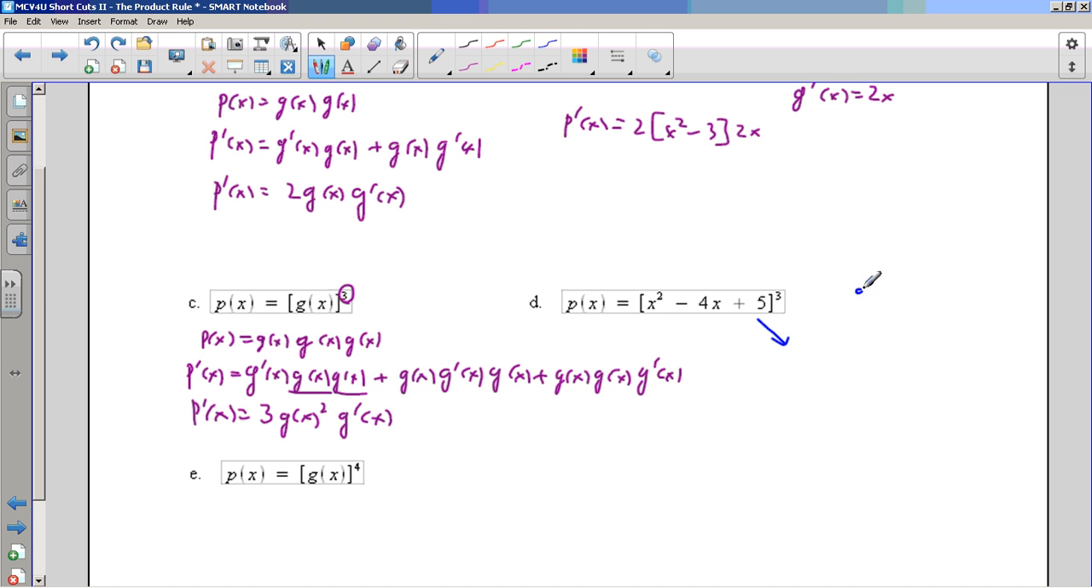Here, this time, my black square, my g at x is this long expression, and so my derivative is 2x minus 4, and so p prime at x is 3 of those big black squares, and the big black square is x squared minus 4x plus 5, and then that squared times the derivative of the inside. There. Dandy. You seeing a pattern here?